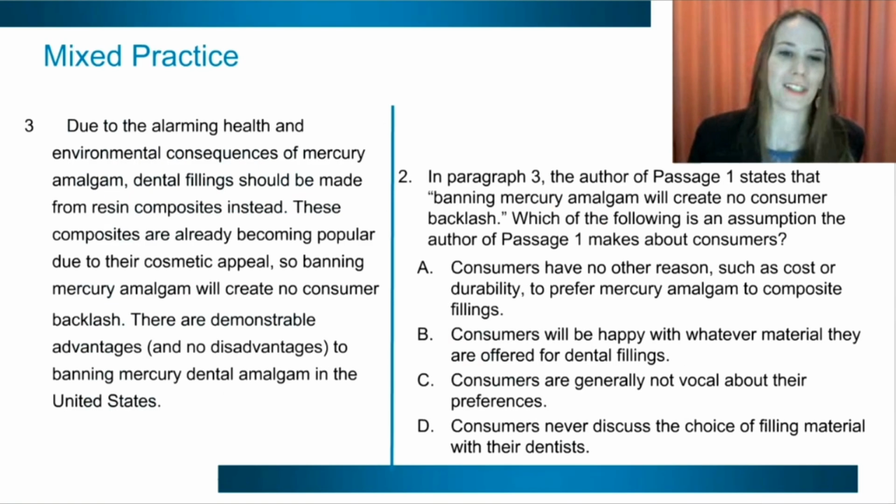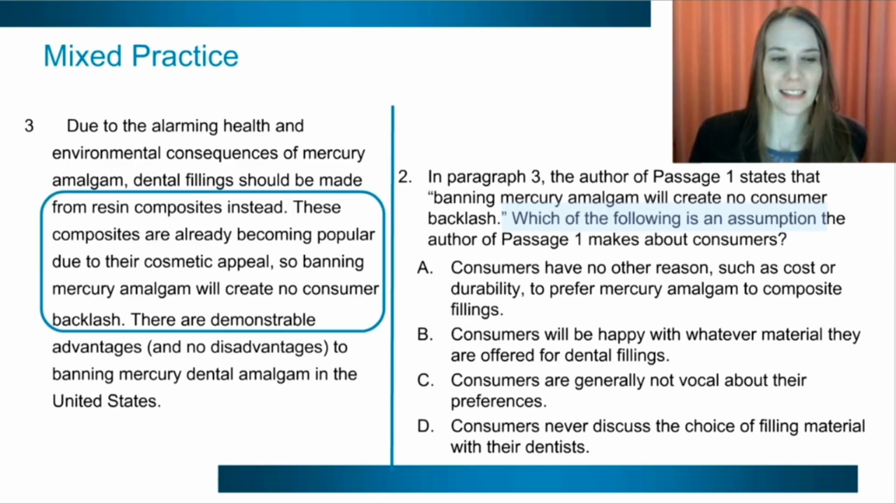Let's look at another question. This is question number 2. Now, question number 2 is asking about an assumption that the author makes about the consumers. So to answer question number 2, you'll have to go back to paragraph 3, where the author states banning mercury amalgam will create no consumer backlash. So in order for this statement to be true, in order for the author to believe this statement, what must he or she assume? Look at that in context. These are already popular, so banning will create no consumer backlash. What does the author assume?